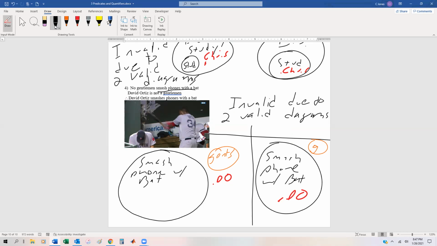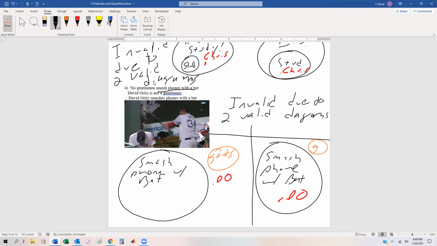All right, so it is possible that David Ortiz smashes phones with a bat, and he is a gentleman. But it also might be true that he neither smashes phones with a bat nor is a gentleman. So it's just up to us for interpretation. Once again, if we were to go through and to utilize the method that we saw before by turning these into statements, then it might be a little bit easier for us to see that this is an invalid argument because it doesn't follow the universal modus ponens, nor does it follow the universal modus tollens.